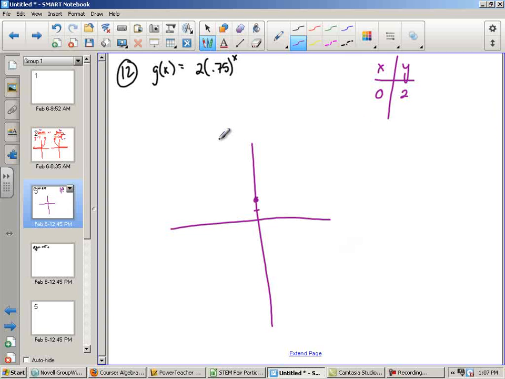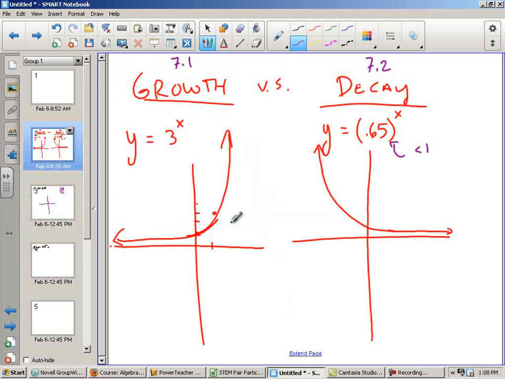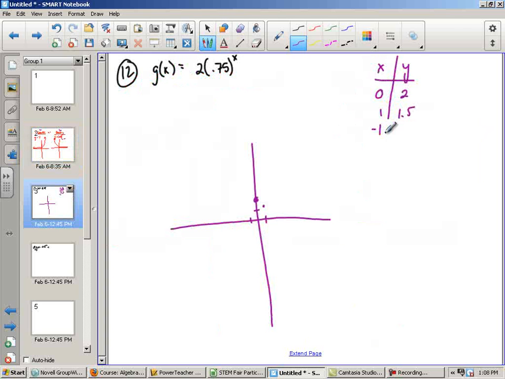Last time we would have picked 1, and this one won't be too bad. If I put 1 in, 0.75 to the first power is 0.75, and 0.75 times 2 is 1.5. So over here at 1, I'll be at 1.5. But this doesn't tell me very much about what the graph actually looks like. One of the best ways to do it is to go backwards, because remember, growth functions shot up when I went to the right. These are going to shoot up as I go to the left. They're going to increase in size significantly. So let's try -1 and see what happens there.